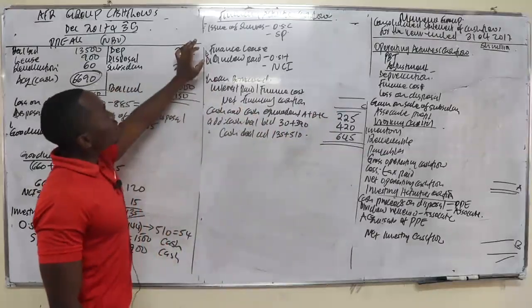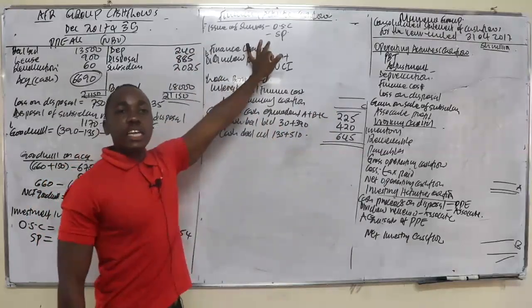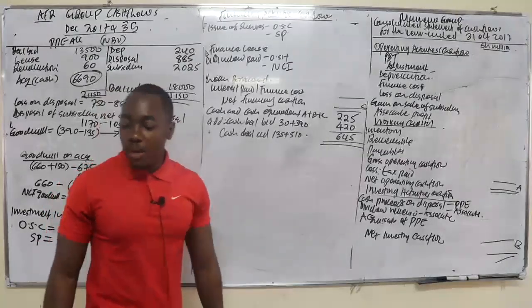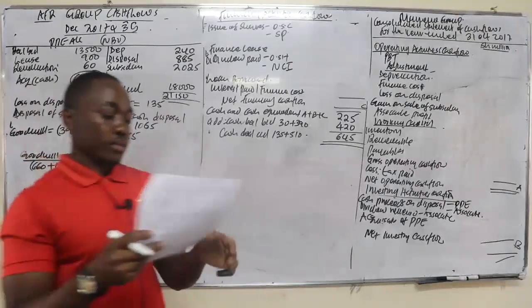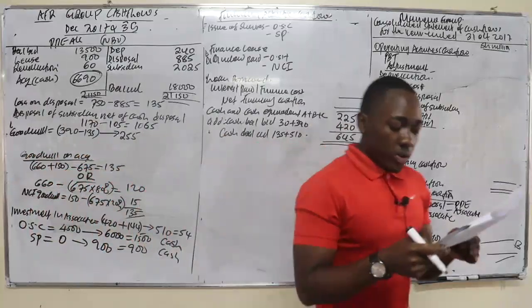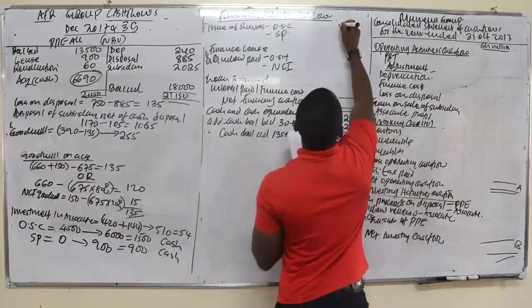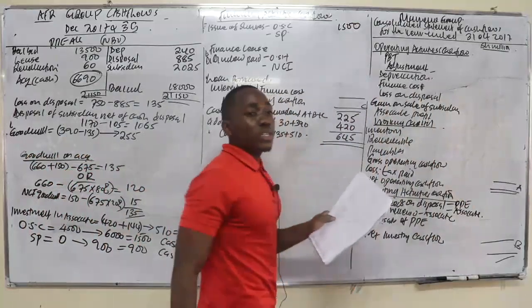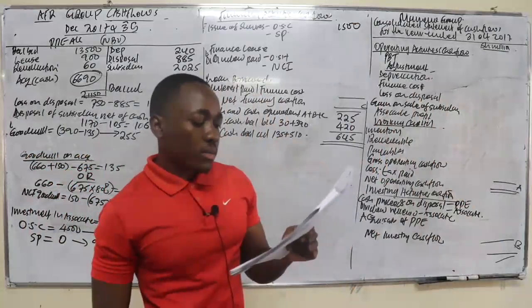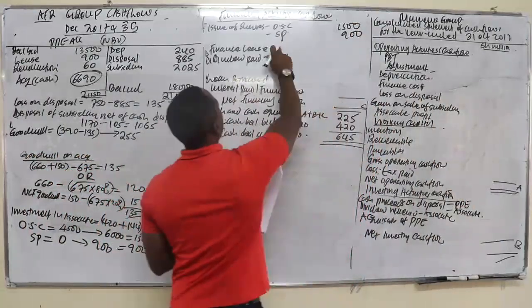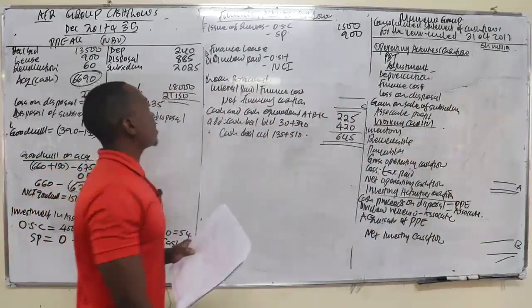Then you come to issue of share, ordinary share capital. I don't want to look at the workings. I just want to look at the past paper. How much was the ordinary share capital? The opening was 45. The closing is how much? There is an increment of how much? 1,500. Let's go to the share premium. How much was the opening? It increased by how much? 900. Finance lease, that one you have to work for it.